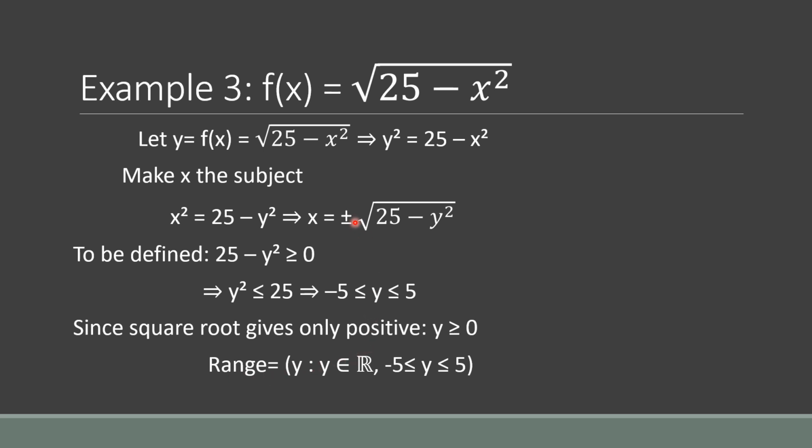So if I want to write the range for this particular relation, then it means that my range will be: y belongs to all real numbers, but the y that has an object in the domain will be between negative 5 and 5.